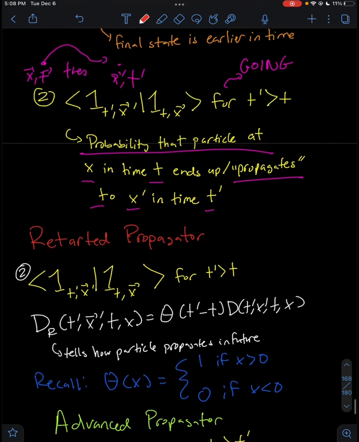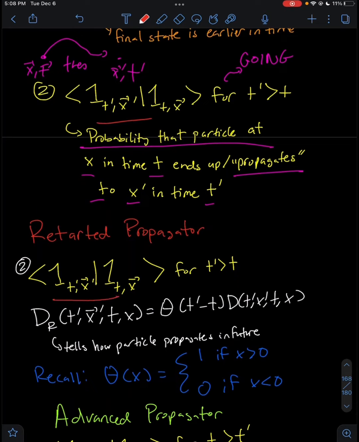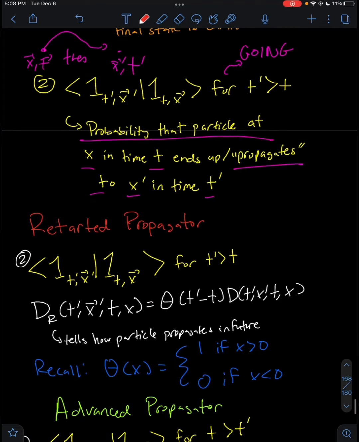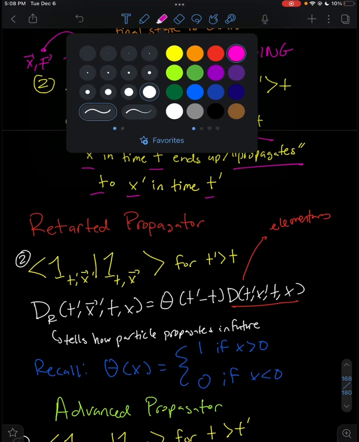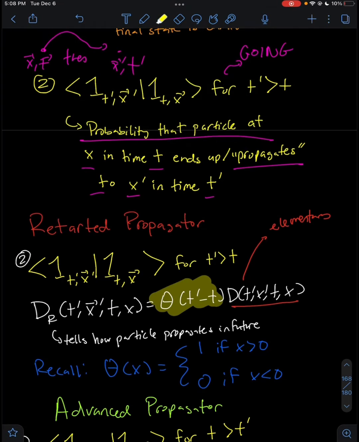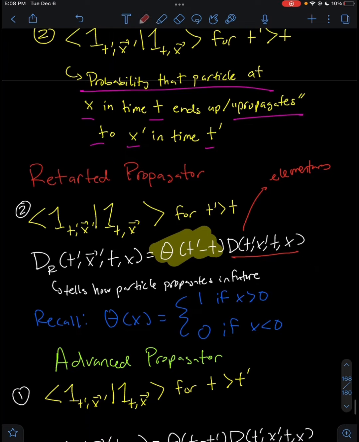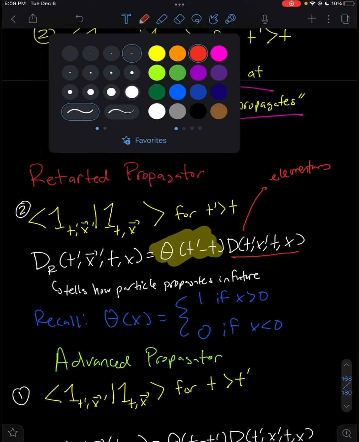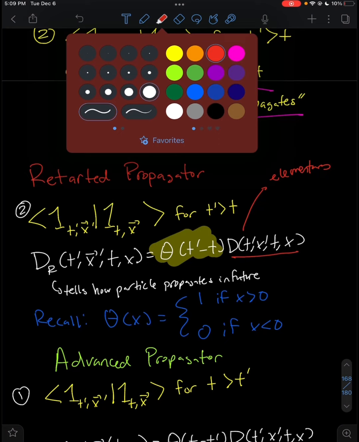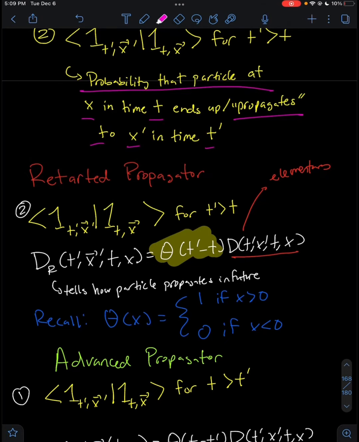So the retarded propagator is this right over here that we just talked about. And we can actually represent the retarded propagator in terms of the building block propagator, also called the elementary propagator, right? And we can use the Heaviside step function in order to model that. And this makes sense because remember that the Heaviside step function is defined as being 1 if x is greater than 0, and it's 0 if x is less than 0.